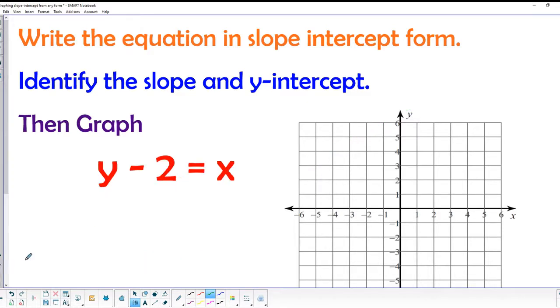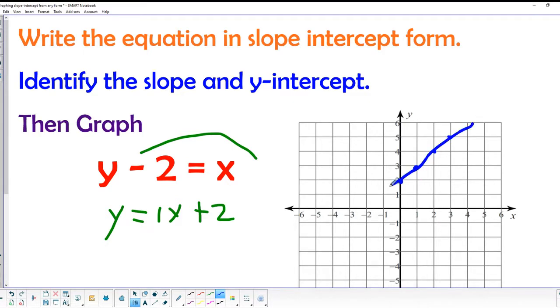Okay, 1 or 2 more. So if we can rearrange this one, we just got to do y equals 1x, bring the negative 2 across, that becomes plus 2. So let's graph it. We go up to 2 on the y-axis. Then the slope says go up 1 and over 1, up 1 and over 1, and we just keep going like that as long as we need to. So it comes to something like that.